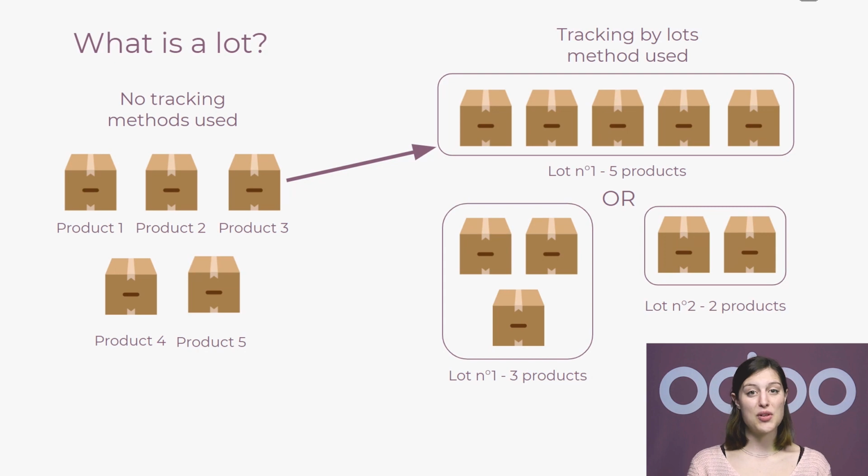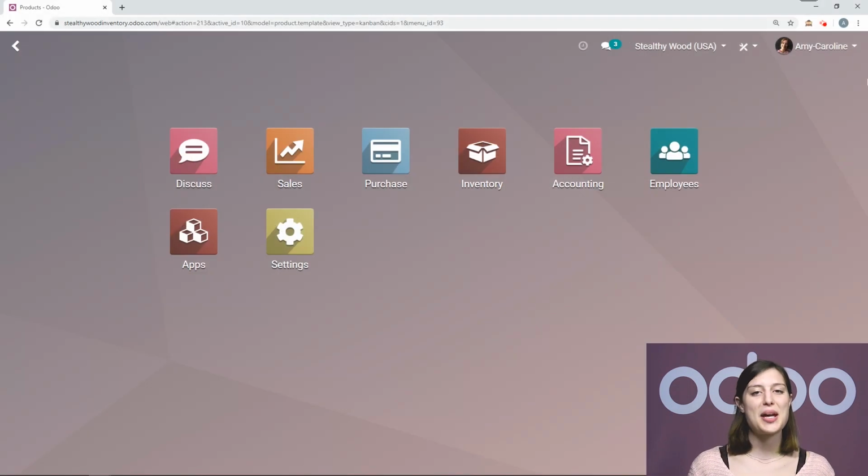More than that, it helps me avoid mixing components that don't match for my products that have slight differentiations because of dissimilarities between variants. With an inventory management system such as Odoo, I can easily have everything under control. So let's see how it works in Stealthy Woods database. All right, here I am on my database.